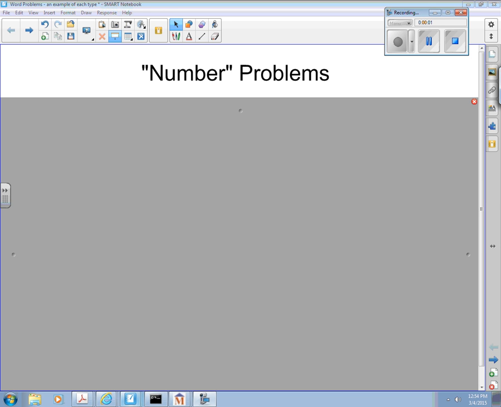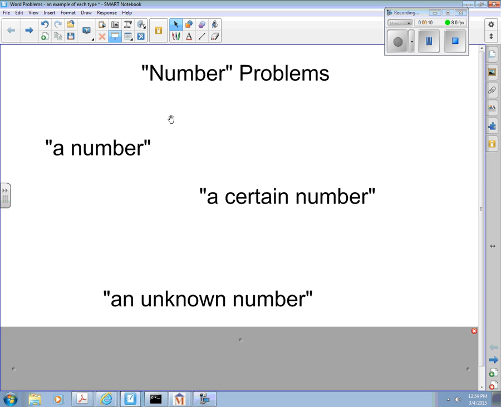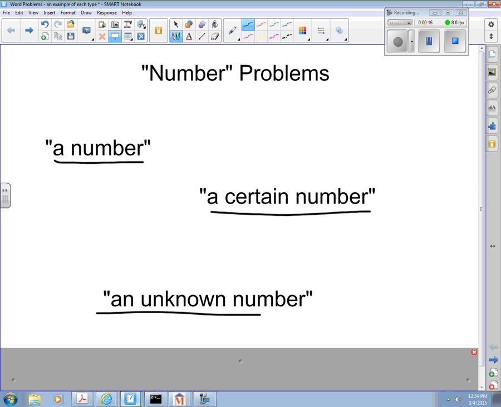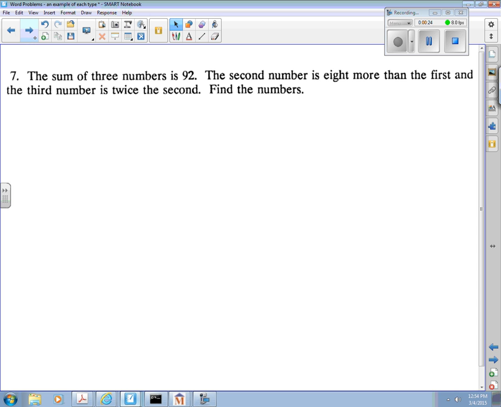So today we're going to look at algebra word problems. We're going to look at number problems first. Number problems always are the type of problem where you see these kinds of instructions: a number, a certain number, an unknown number. The key idea here being that there is a missing number that you're going to try to find by setting up an algebra equation.